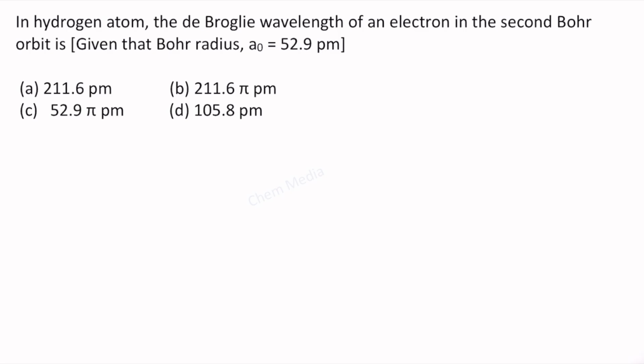Hello everyone, here is a question based on de Broglie wavelength. In hydrogen atom, the de Broglie wavelength of an electron in the second Bohr orbit is how much? Bohr radius is given in picometers.